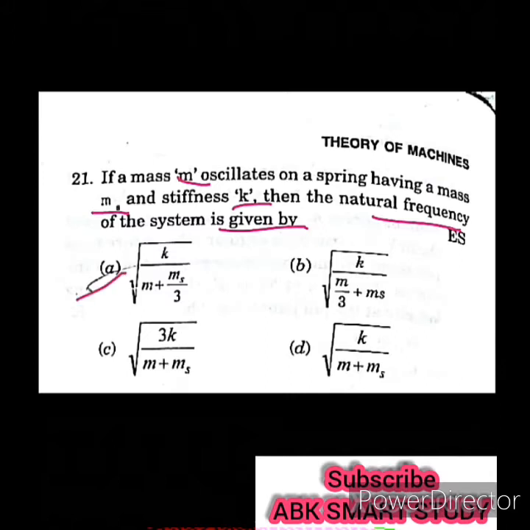Option A, under root of k divided by m plus ms upon 3. Option B, under root of k divided by m by 3 plus ms. Option C, under root of 3k divided by m plus ms. And option D, under root of k divided by m plus ms. So here the correct answer is option number 1. The natural frequency of the system is given by under root of k divided by m plus ms by 3. This is the right answer. Next question.